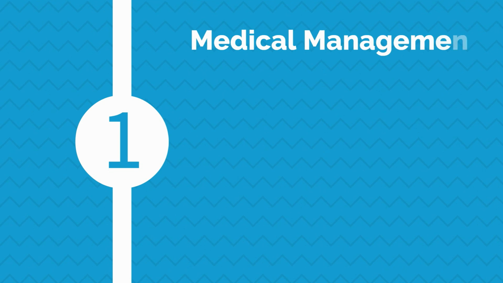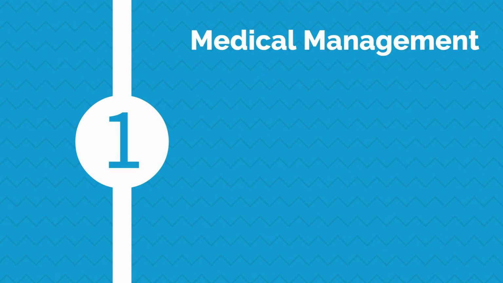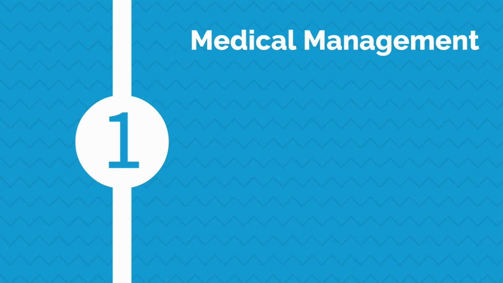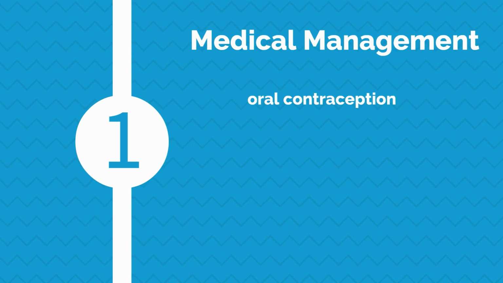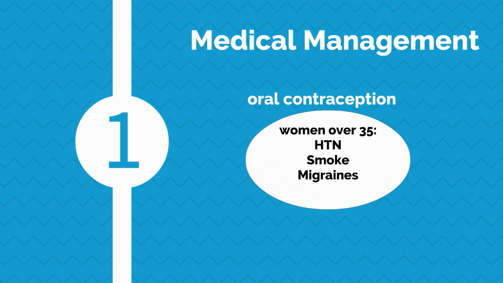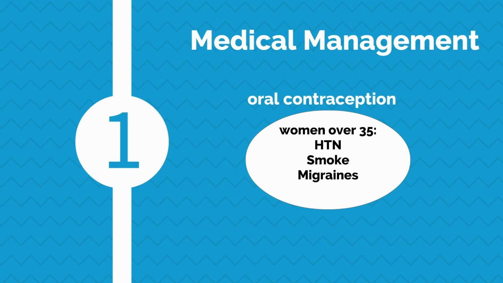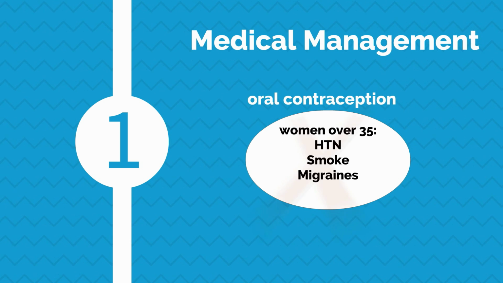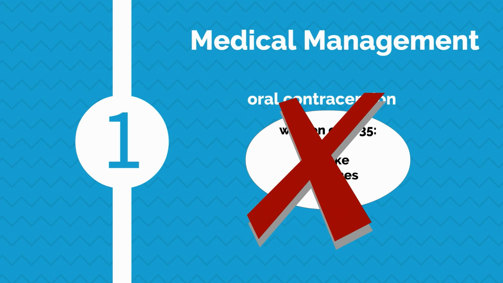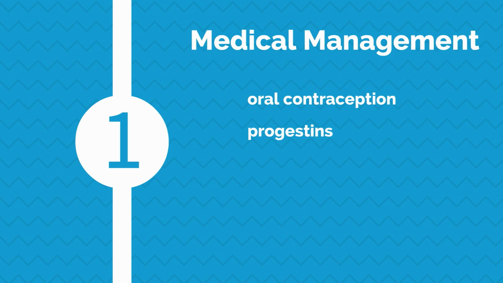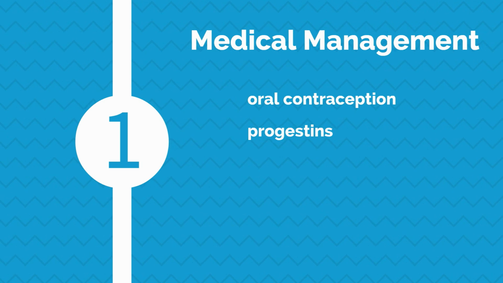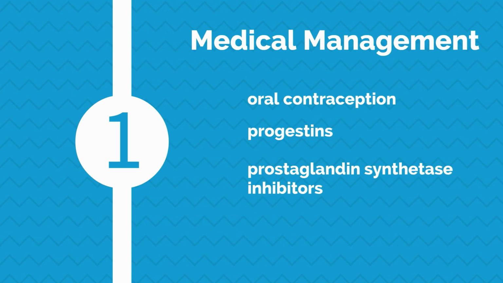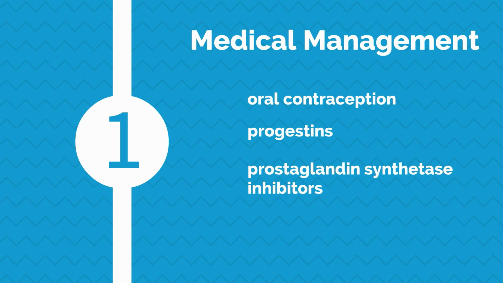When bleeding is the main symptom that the patient is experiencing, then medical therapy can be used to try to minimize the abnormal bleeding. This can be estrogen and progesterone, usually with oral contraception. Since fibroids often become symptomatic in women in their 5th decade of life, remember that oral contraception should not be given to women over age 35 with hypertension, who smoke, or who have migraines. Progestins are another option to help temporize bleeding. Prostaglandin synthetase inhibitors such as ibuprofen can decrease the amount of dysmenorrhea and the amount of menstrual flow.